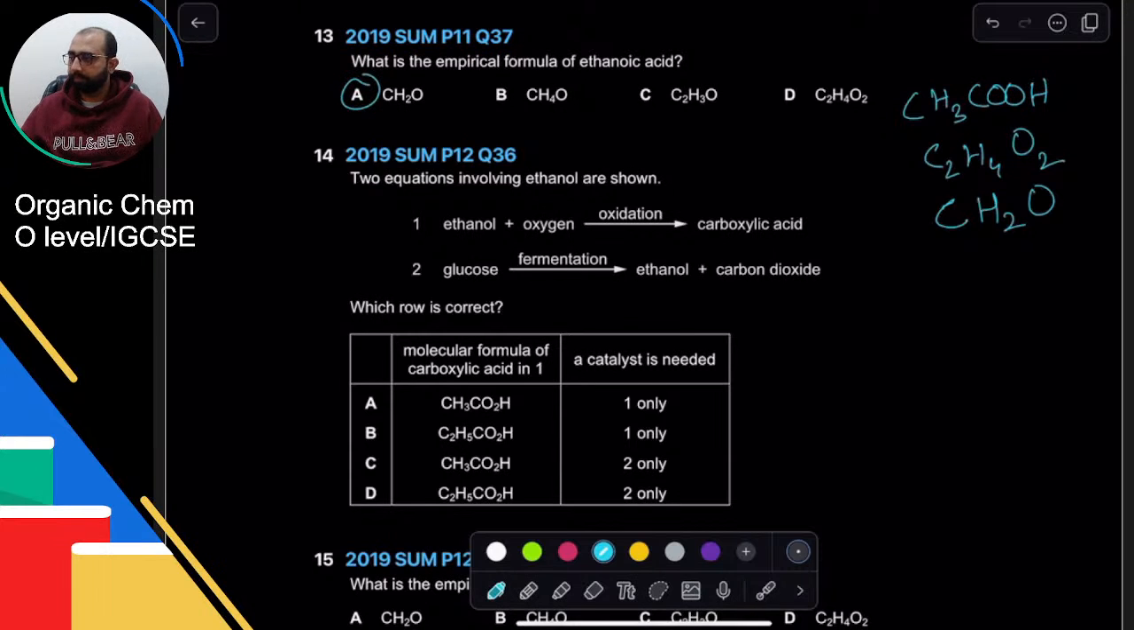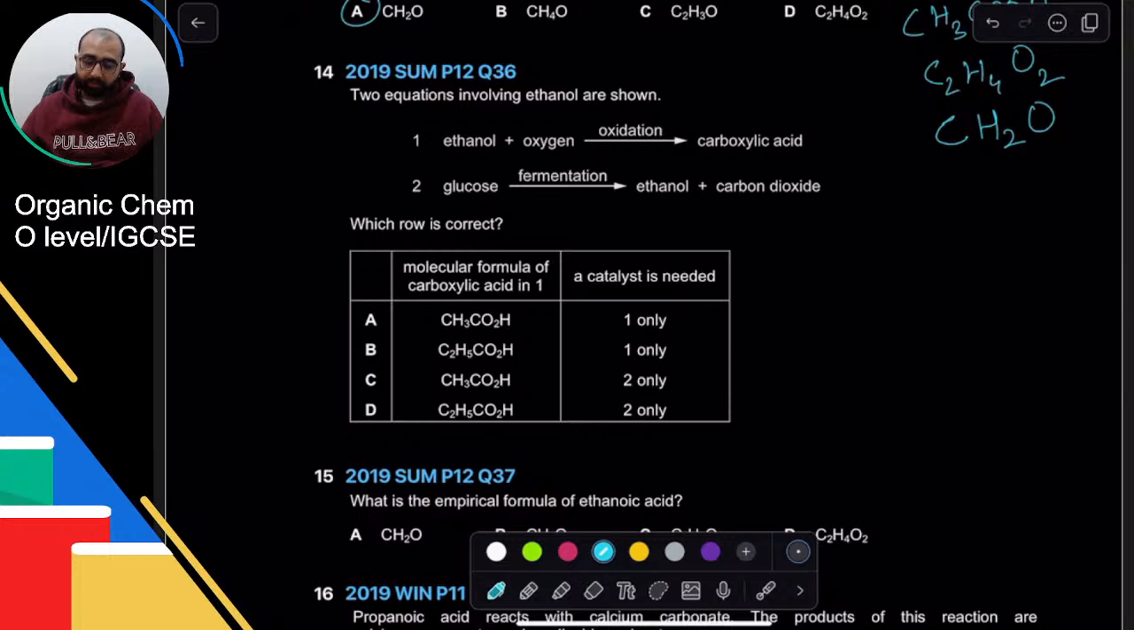That's my answer. Okay. 2 equations involving ethanol are shown. So in the first one, ethanol is oxidized to a carboxylic acid. We saw a question about wine, right? In which ethanol is converting to ethanoic acid by reacting with oxygen. And the second reaction is glucose through fermentation. That is also a very popular reaction. So we have both of these. Let's see which row is correct. Molecular formula of carboxylic acid in 1. Which carboxylic acid do we get? Ethanoic acid, because we are starting with ethanol. So it's CH3COOH. So this one is correct.